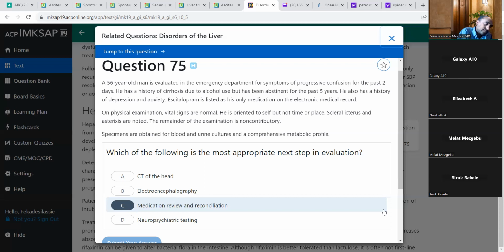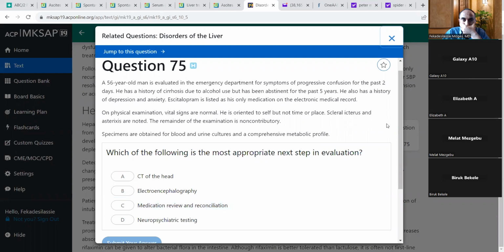On physical examination, vital signs are normal. He is oriented to self, but not time or place. Scleral icterus and asterixis are noted. The remainder of the physical examination is non-contributory. Specimens are obtained for blood and urine culture and comprehensive metabolic profile. Which of the following is the most appropriate next step in evaluation?